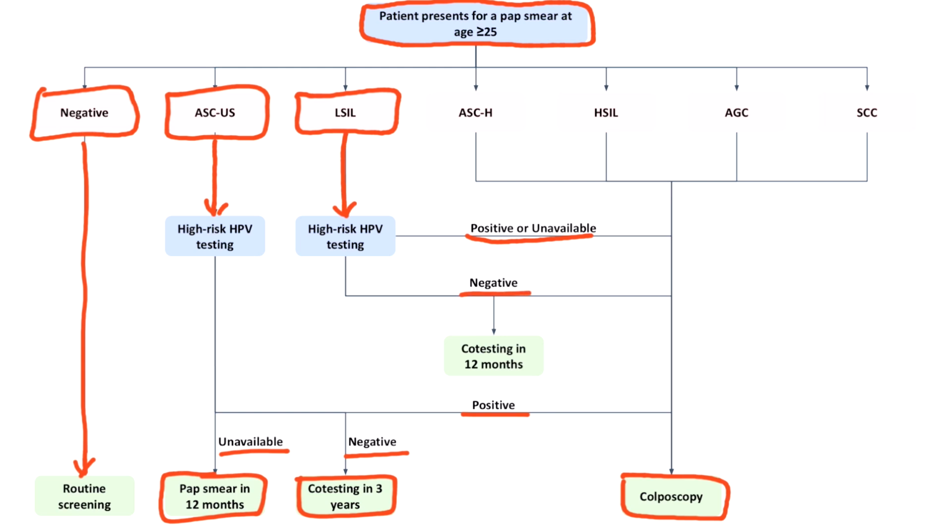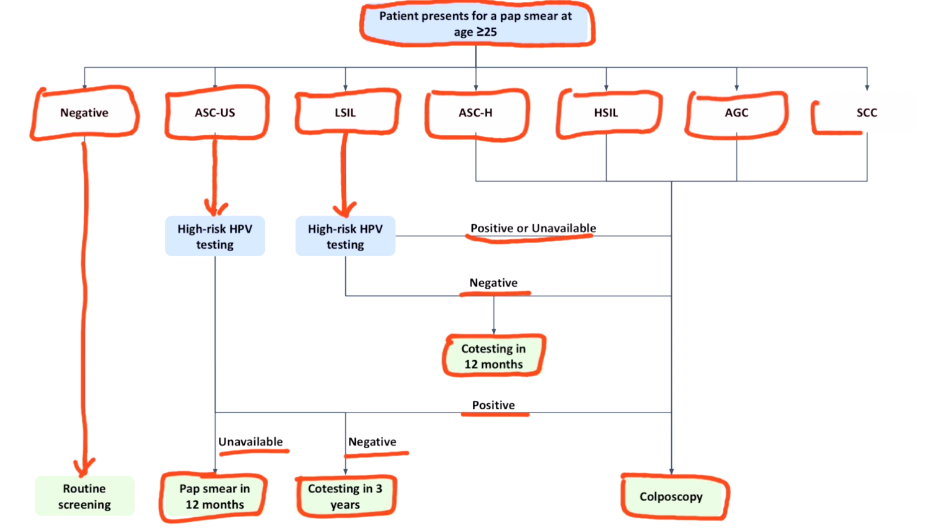If it is negative, on the other hand, clinicians may either opt for co-testing in 12 months or proceed to colposcopy anyway. The second half of this algorithm is a lot simpler. If the pap smear results show ASCH, HSIL, AGC, or SCC, the next best step is to proceed straight to colposcopy.